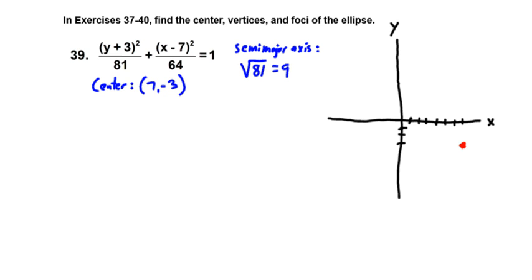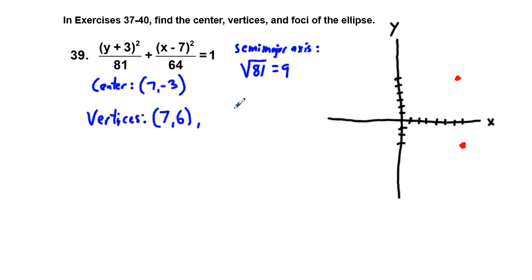So that means we're going to go up 9. So 1, 2, 3, 1, 2, 3, 4, 5, 6, 7, 8, 9. So here's going to be an endpoint right up here, and that's going to be at the point, let me put vertices. We have the point 7, comma, 6.